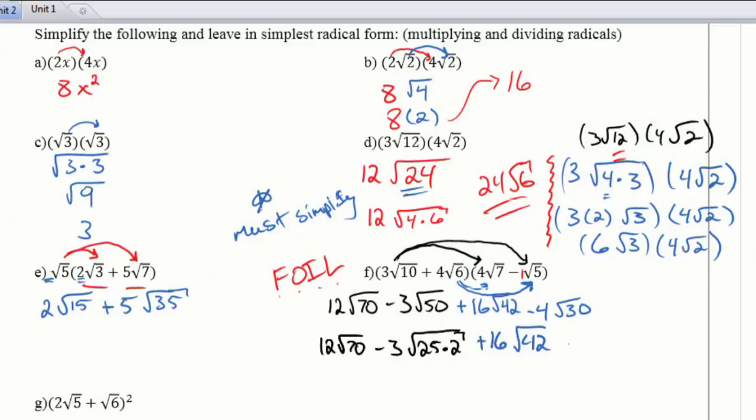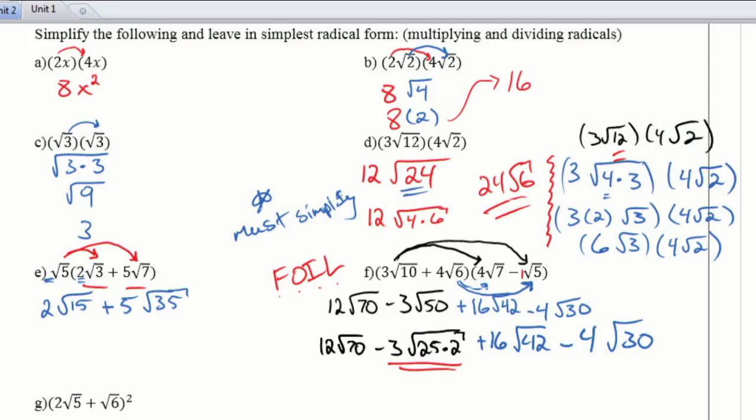And then 30. Are there any terms that go into 30 that are perfect squares? So 4 doesn't go into 30, 9 doesn't go into 30, 16 doesn't go into 30, 25 doesn't go into 30. So I have 4 root 30. So I'm just going to simplify this one that ended up being 50, and then I'm done.